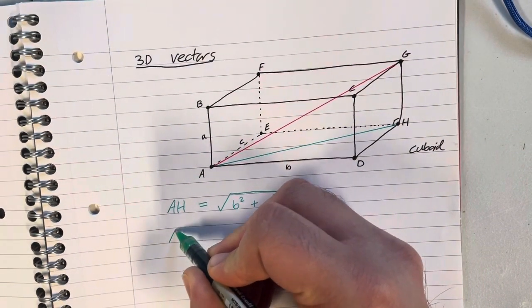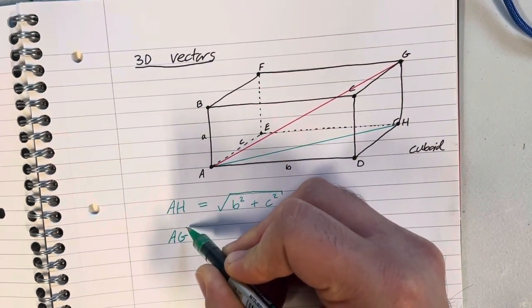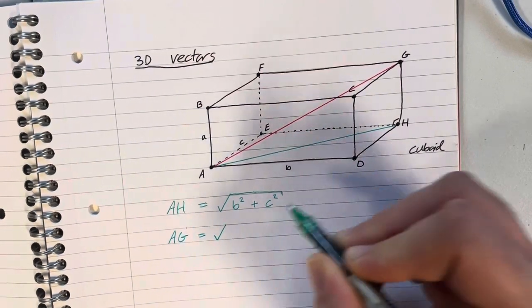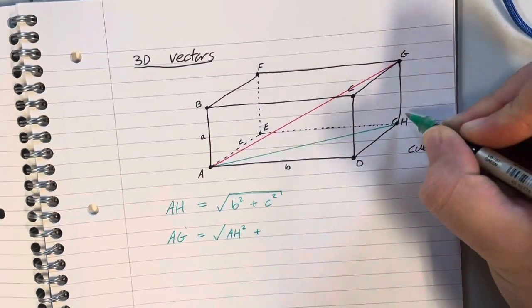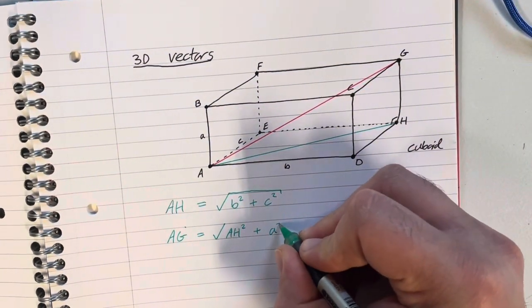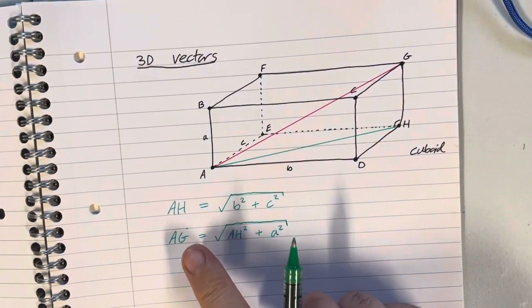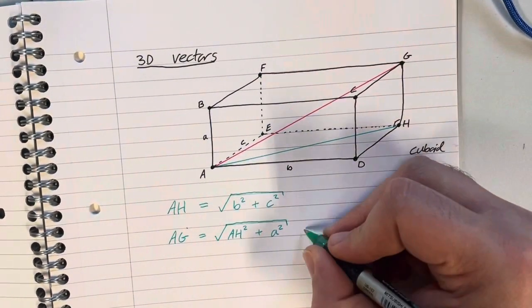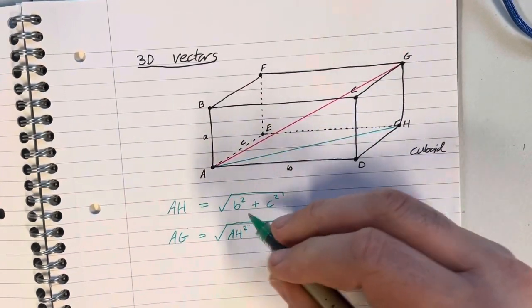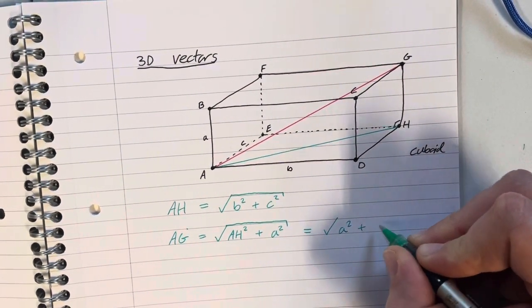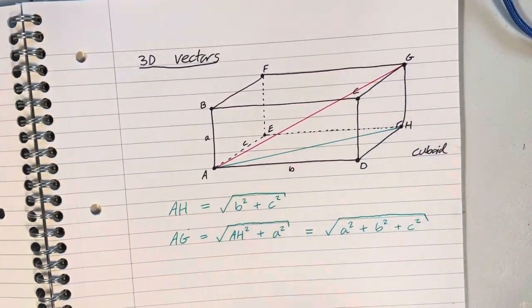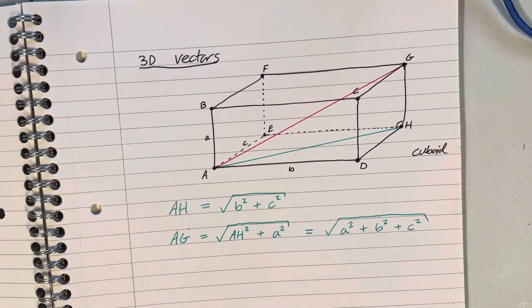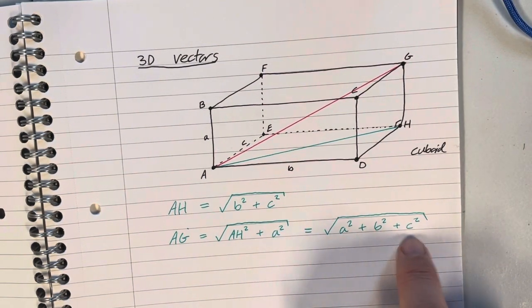So we know that AG is the square root of AH squared plus this height here, which is A squared. But we already know that AH is that thing, so if you square it, then we'll get the square root of B squared plus C squared plus A squared, or if you like, A squared plus B squared plus C squared. And that is 3-dimensional Pythagoras. It's still the square root, don't cube it, and it is still the sum of the squares. It's just you've got 3 numbers now instead of 2.